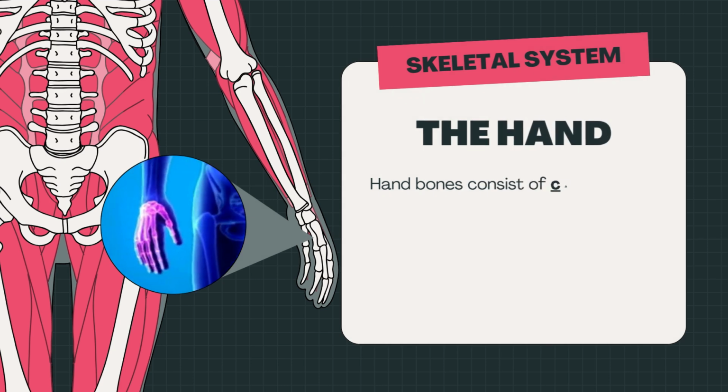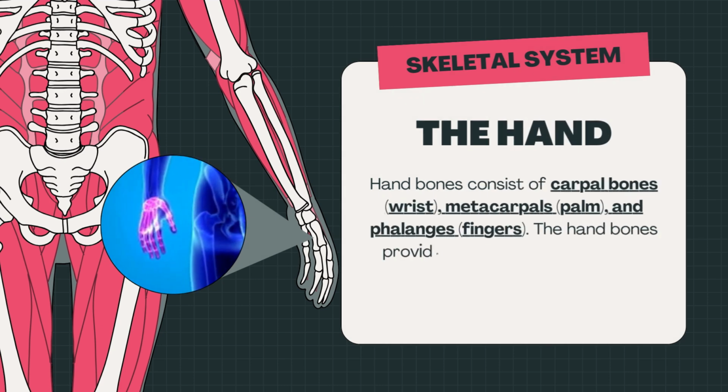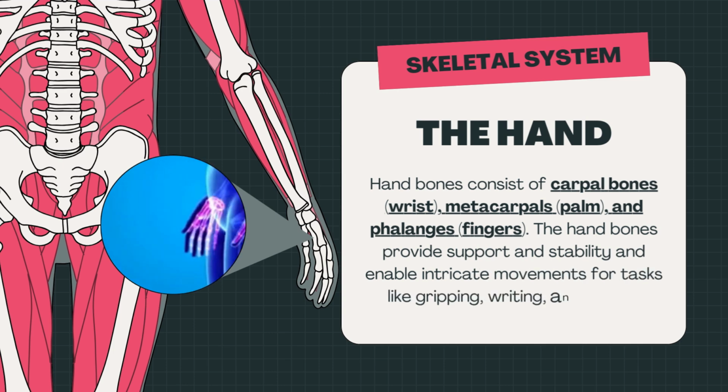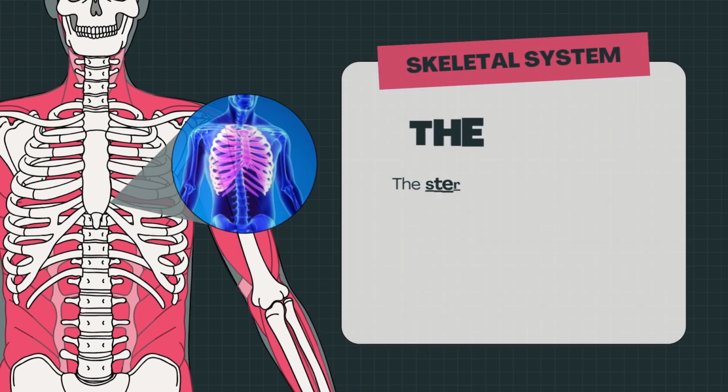Hand bones consist of carpal bones, wrist, metacarpals, palm, and phalanges, fingers. The hand bones provide support and stability and enable intricate movements for tasks like gripping, writing, and playing musical instruments.